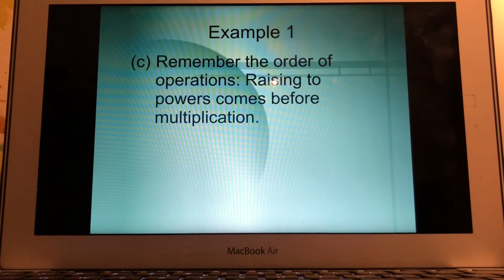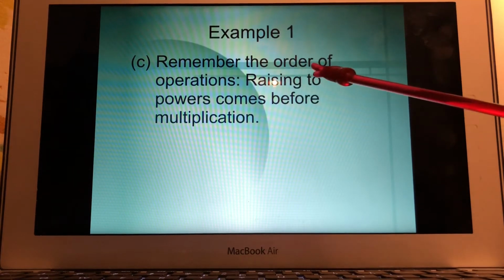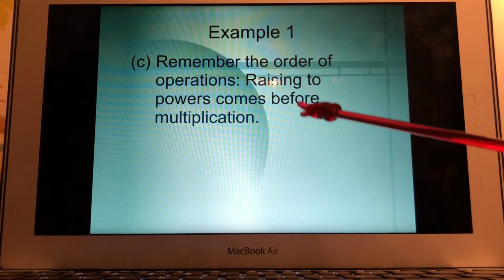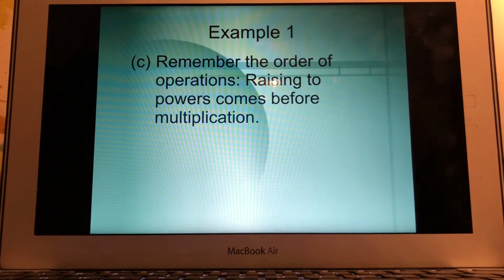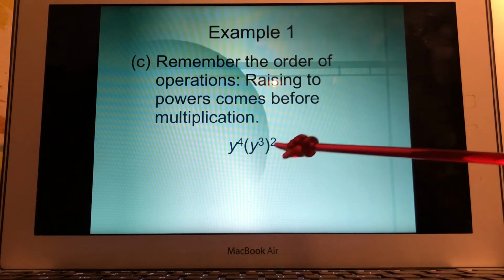Remember the order of operations, okay? Raising to powers comes before multiplication. So, before we had talked about the order of operations, you simplify parentheses first. Then you multiply and divide. Then you add and subtract. But now, for exponents, you're going to raise powers. Raising powers comes before multiplication. So you have to simplify the powers first and then multiply. So here, we need to simplify the powers.